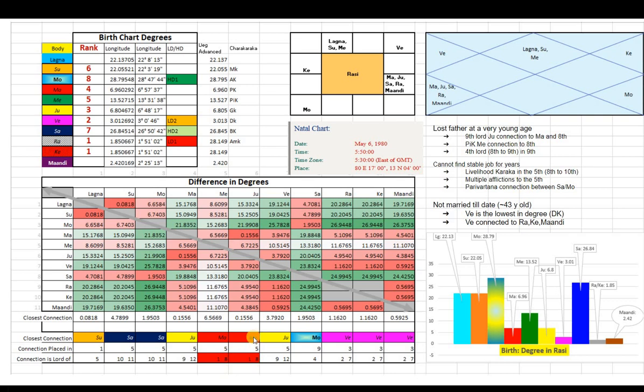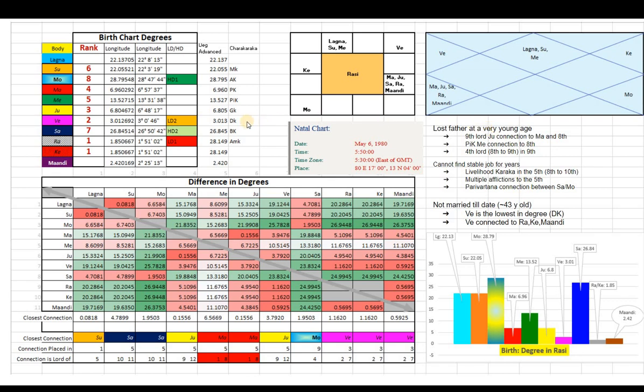So you see, Mars by itself is a fierce planet, and is the 8th lord, which is bad for the 9th house because it is the 12th to the 9th, and therefore to the father. So Mars's connection to Jupiter, which is the 9th lord, has proved fatal for the father. So 9th lord Jupiter in connection to Mars, the 8th lord, is what I have put here. And he lost his father, I think, at the age of maybe 8 or 9, at a very young age.